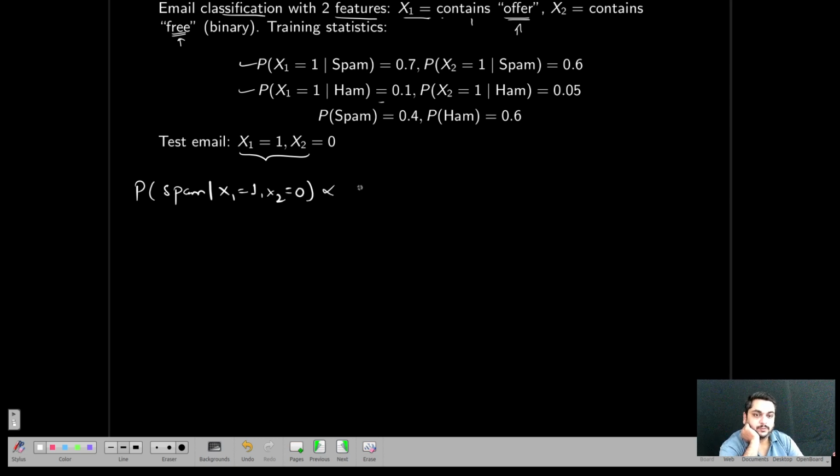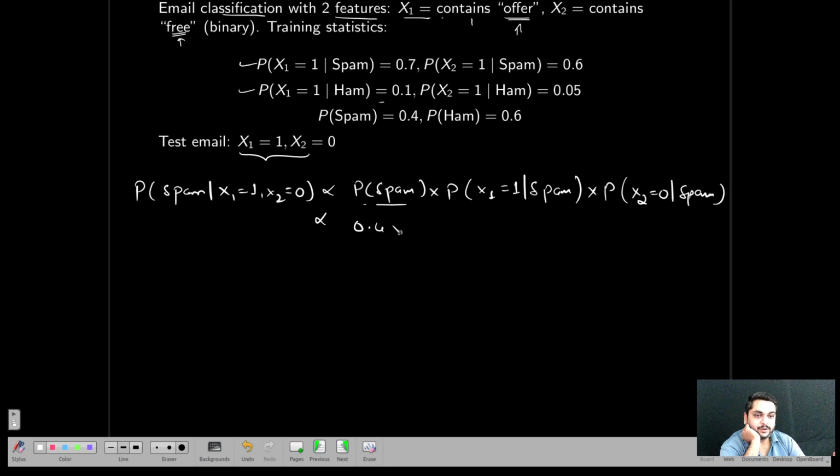So this is proportional to probability of spam into probability of x1 equal to 1 given spam into probability of x2 equal to 0 given spam. This is nothing but 0.4, x1 equal to 1 given spam is 0.7, into p of x2 equal to 0 given spam. So they haven't given it directly.